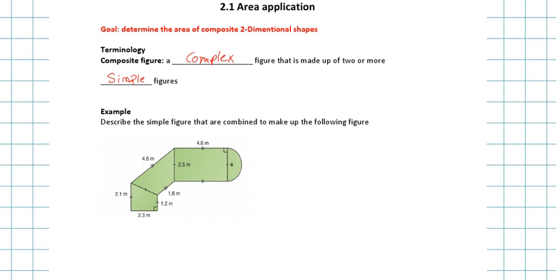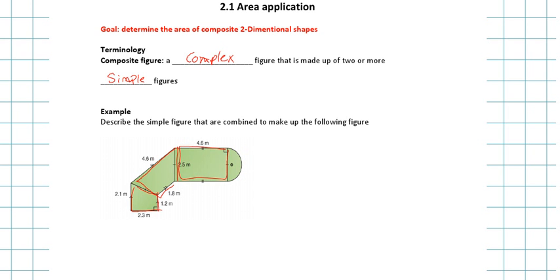So if you look at this golf course, or this figure, what do you see? Half a circle, rectangle, trapezoid, and another trapezoid, right? So I have half a circle, a rectangle, a trapezoid, and another trapezoid. So it's 4 figures in one figure. That's what we call a composite figure.